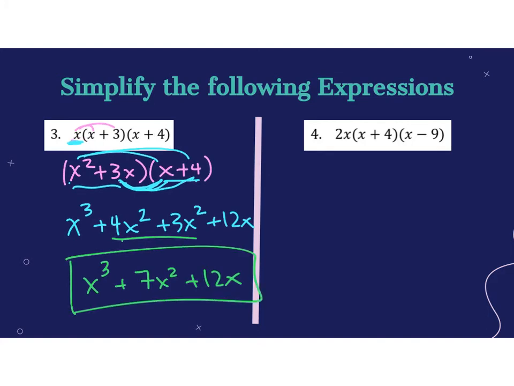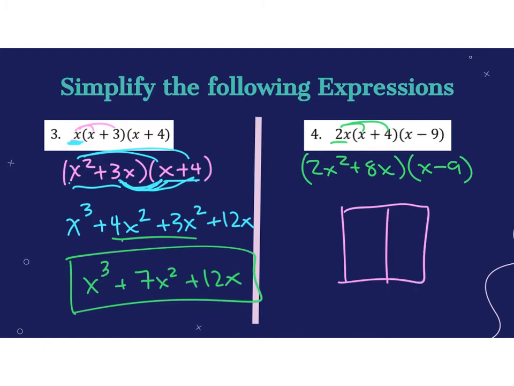Next one, so 2x is going to go to this first set, giving me 2x squared plus 8x. The x minus 9 behind stays the same. I'll set up a box this time just for fun, do something different. 2x squared, 8x, x, negative 9. That's 2x to the third in the middle.